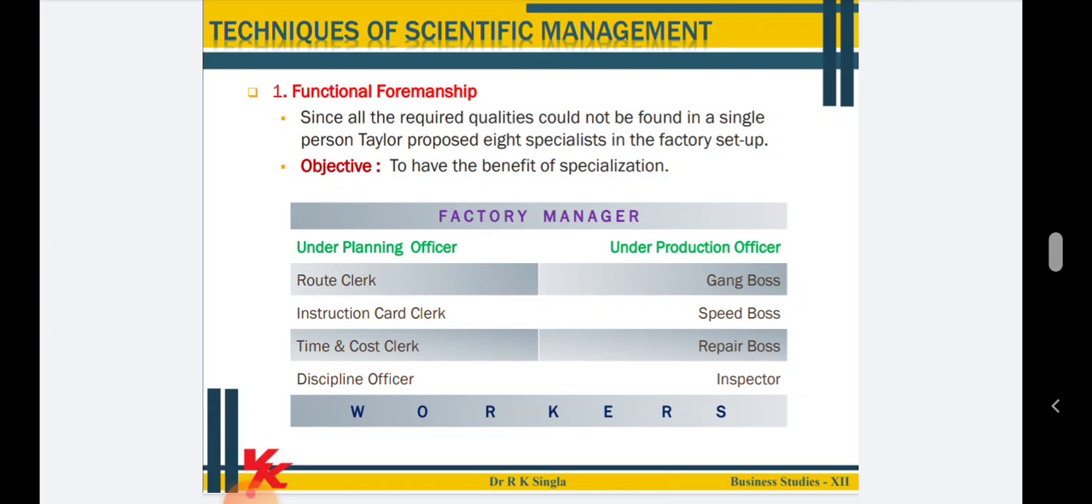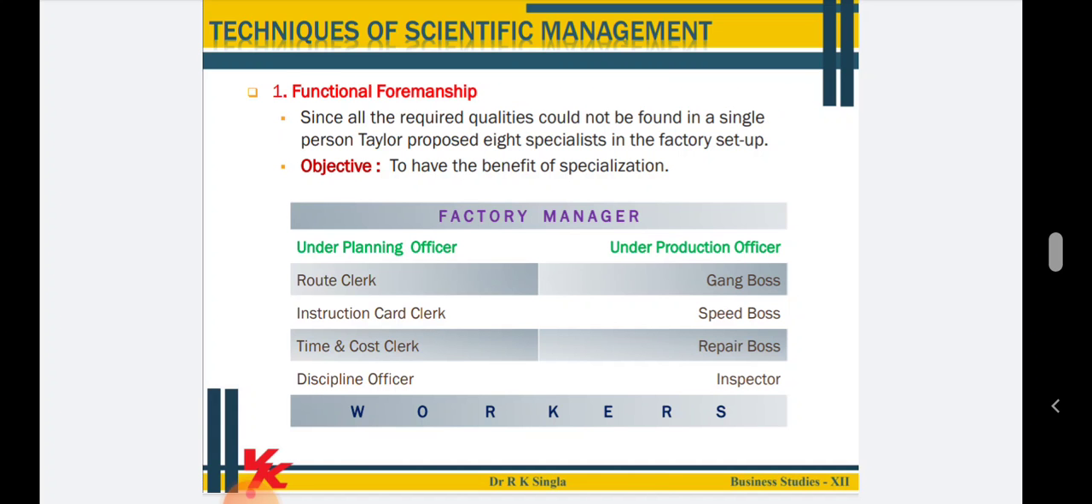Functional foremanship is that technique which is contradictory to the principle given by Henry Fayol, that is unity of command, and it is complementary to the principle given by Henry Fayol, that is division of work. According to functional foremanship, the whole organization should be divided into two parts, that is planning and production. Planning department should be free from production and production should be free from planning, and under both the departments there are four bosses. So it means that the worker should get guidance from the 8 bosses.